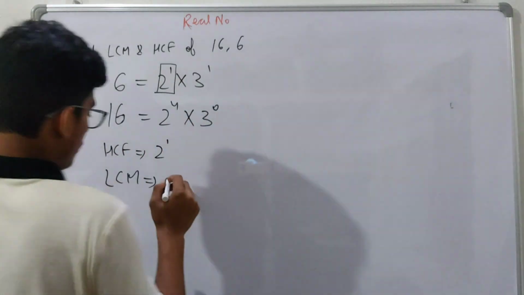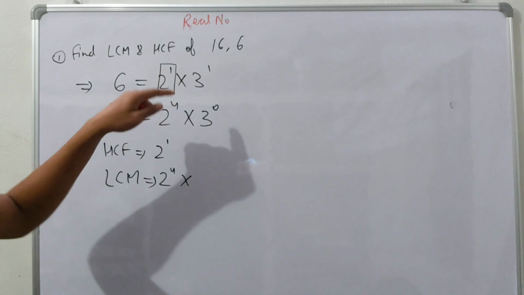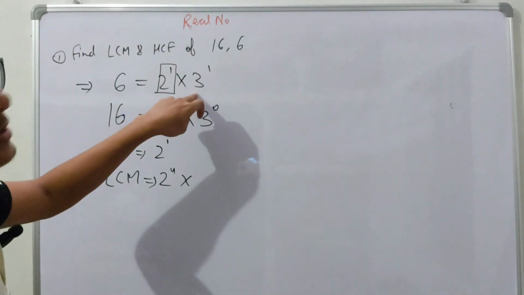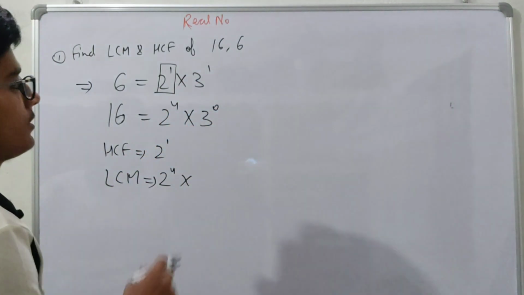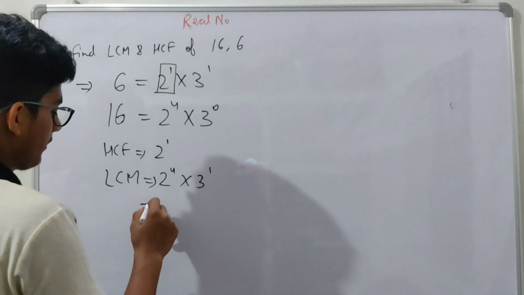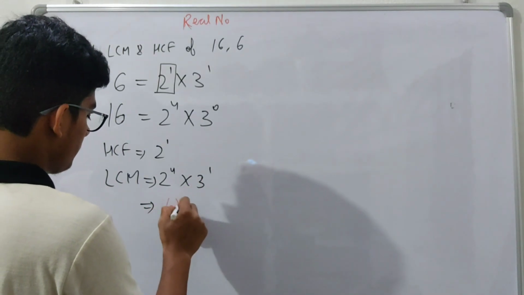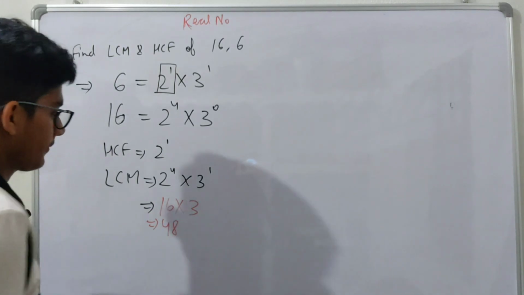So in LCM we will take 2 to the power 4. In the case of 3, you can see that in 6 there is more exponential power of 3, which is 3 to the power 1, and here 3 to the power 0. So we will take 3 to the power 1. And this is how we get our LCM. How much will the LCM be? 16 into 3, it will be 48.